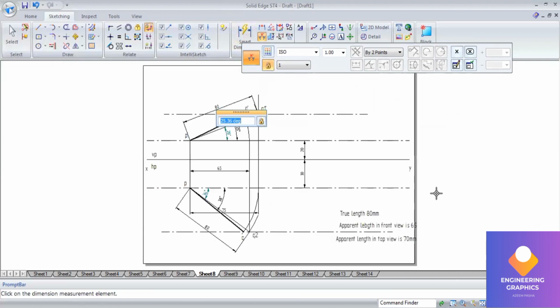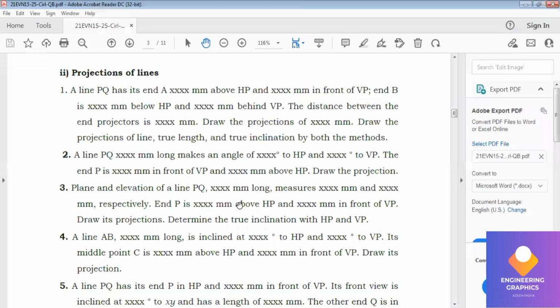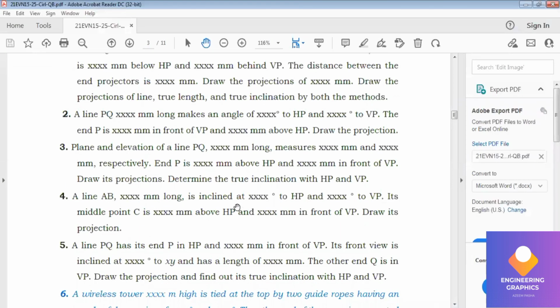This completes problem number 3. Now we move on to problem number 4. You can see here: line AB, dash mm long, is inclined at dash to HP and dash to VP. Its middle point C is dash mm above the HP and dash mm in front of VP. So it is nothing but a midpoint problem in projection of lines. That means first we construct this midpoint. From there I will be proceeding.